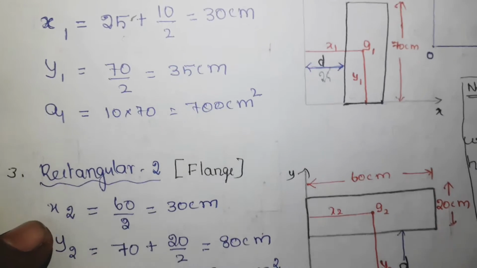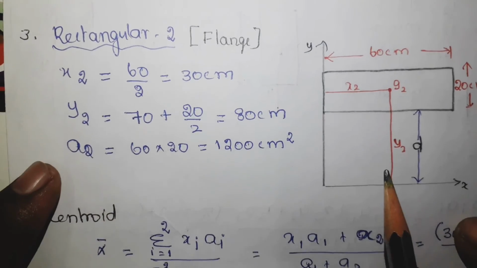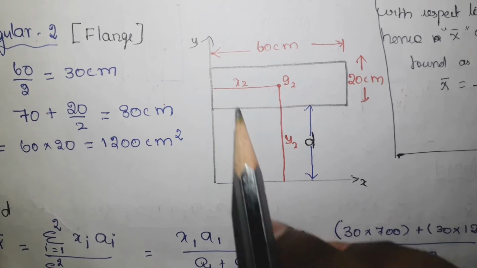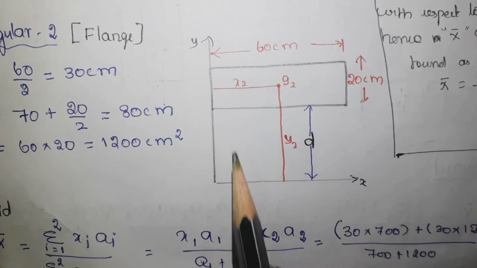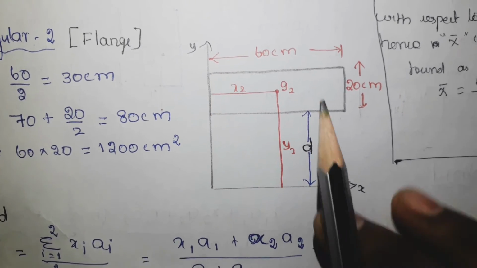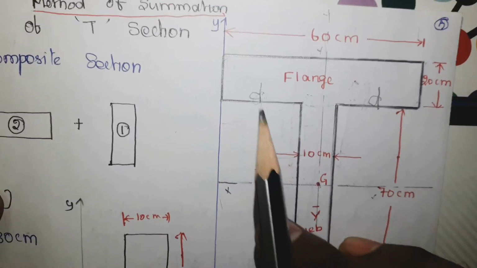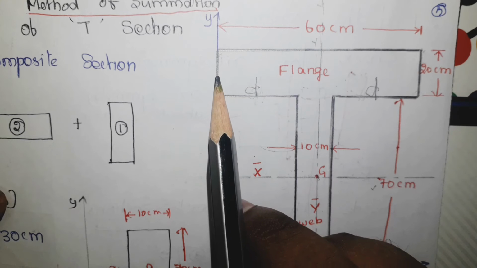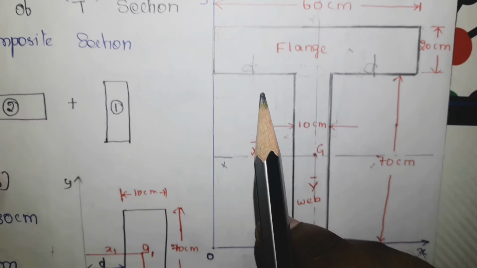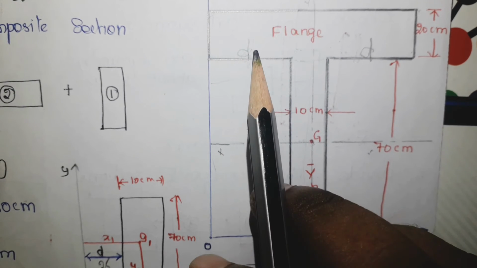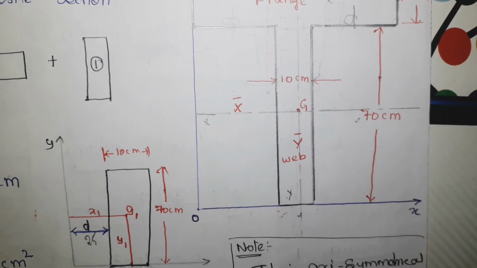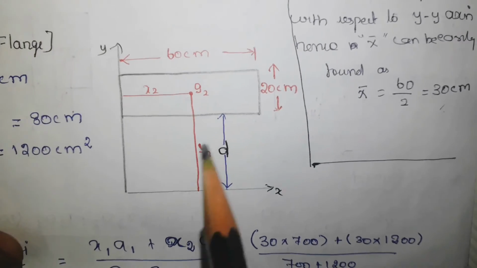Now let us go to the second rectangle, the flange. Again draw a separate diagram like this, in order to get full understanding. Now this is the second rectangle, which is located at one end on the y axis, but it is far away, as there is a distance between the flange and the x axis, and this distance is now 70 centimeter.